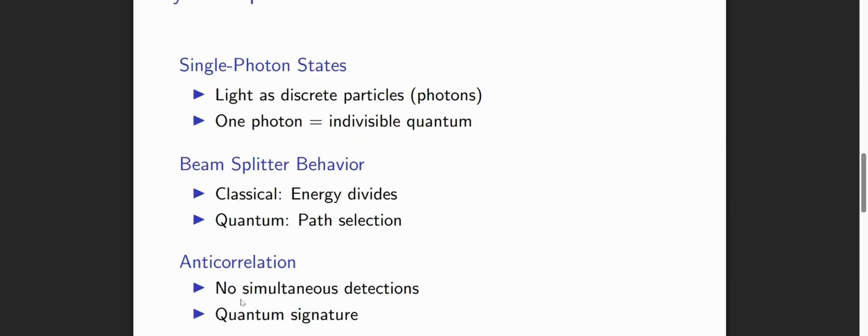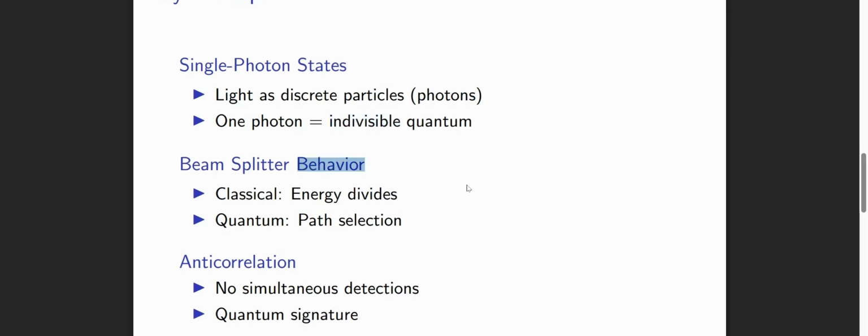So the key concept here is a single photon state. What does it mean? If light behaves quantum mechanically, then light is composed of photons, and a single photon is an indivisible particle. You can't break a photon into two parts. If it is passing through a beam splitter, then it cannot be transmitted and reflected at the same time.